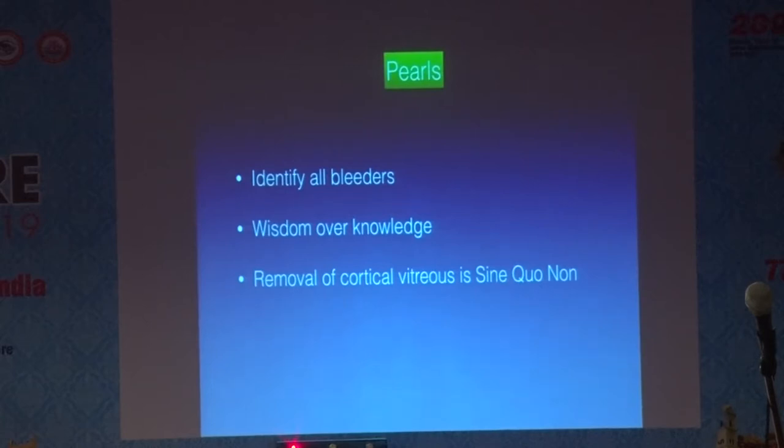Number two: the knowledge says you remove all the fibrovascular tissues. The aim is also the same. We remove it, but sometimes be wise. You can leave behind a part of it. It doesn't cause any damage unless two things are there: active bleeding, and traction from there not being relieved. And last, I think the sine qua non of all vitreous surgery is to remove most of the cortical vitreous. And I feel the en bloc technique does the best. Thank you.